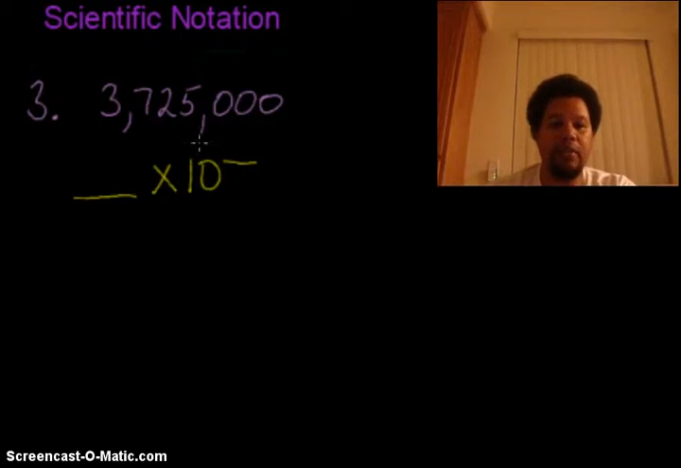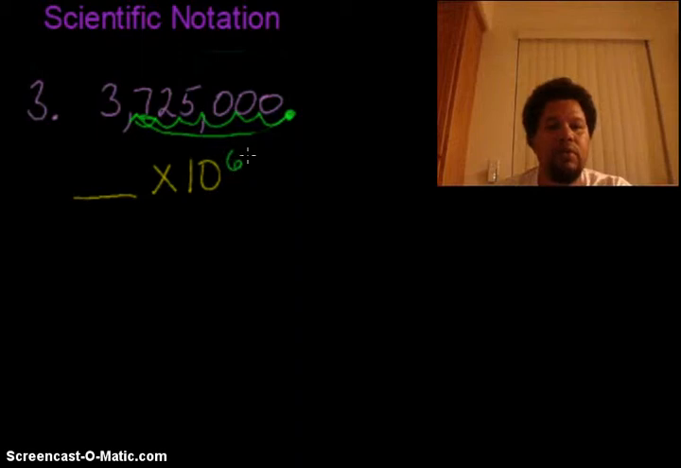First, we need to identify where the decimal is. The decimal in 3 million will be way over here on the right hand side. And now we need to decide how many times do we move this decimal so that this number will be between 1 and 10. So that means I want to move that decimal all the way to this spot right here. Okay, right there. So we count how many spaces. 1, 2, 3, 4, 5, 6. So the exponent is going to be 6.